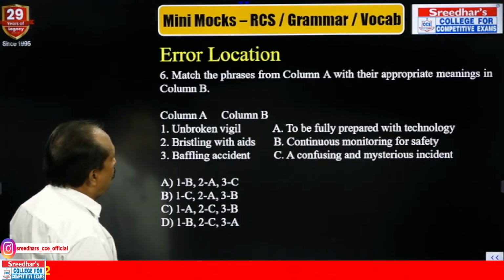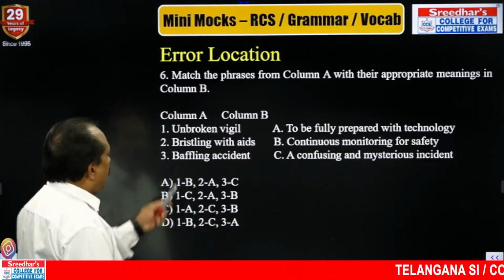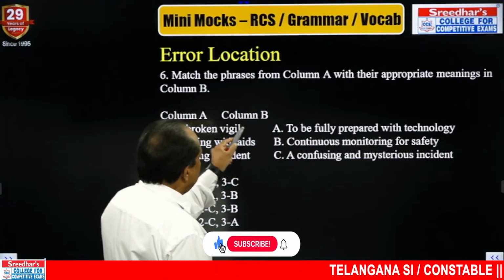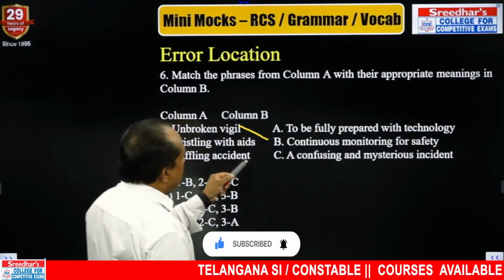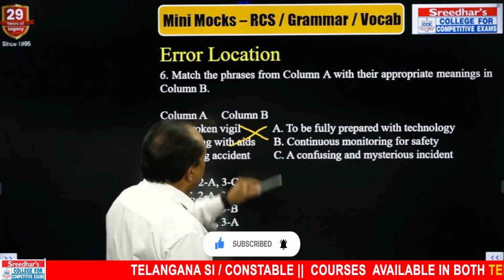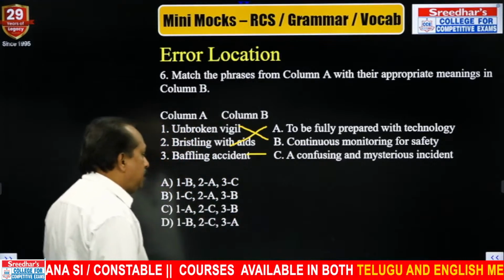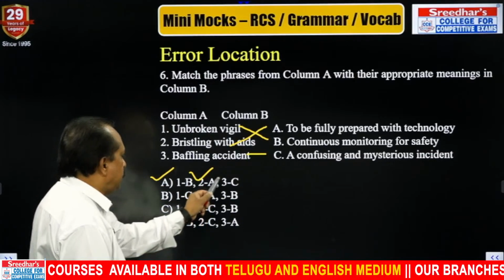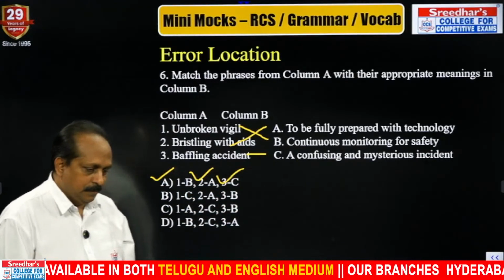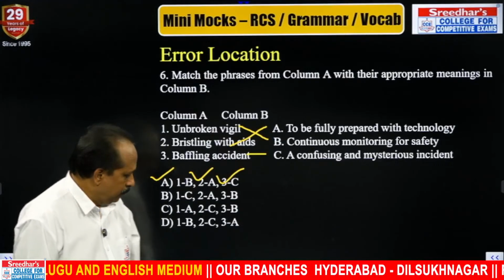Match the phrases from column A with the appropriate meanings in column B. Unbroken visual means what? Continuous monitoring for safety. Bristling with aids, to be fully prepared with technology. Baffling accident, confusing and mysterious incident. So 1B, 2A, 3C. Answer is the first one. Baffling incident, we say usually.